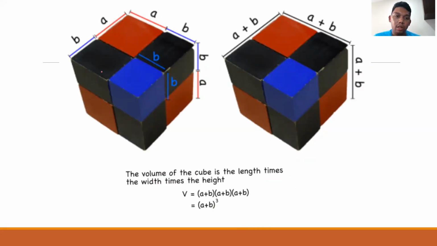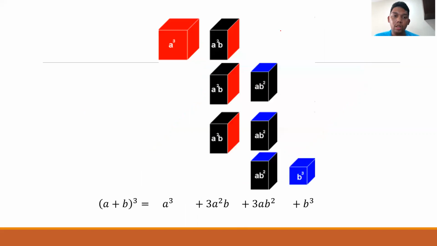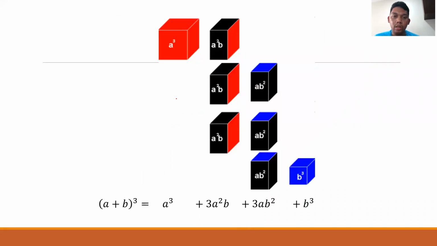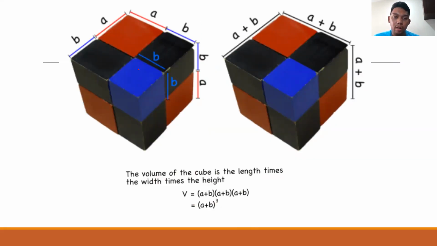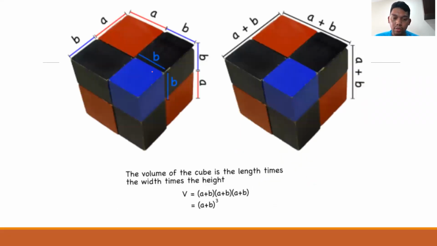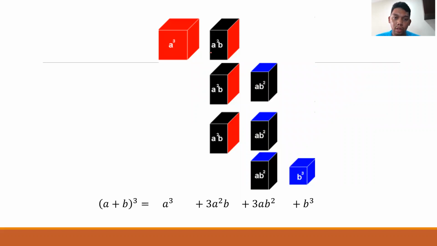If that's the case, we now use this pattern. The red one is the bigger cube, a cubed. The rest of these black and red ones are all a squared b. The smaller blue ones are ab squared. And the blue part here measures b, so the cube of this is b cubed. How did you get three of these?